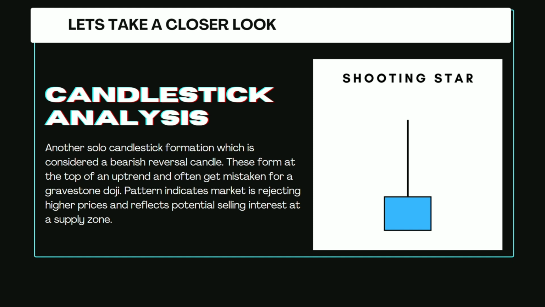Now we have the opposite of a hammer, which is called the shooting star. Another solo candlestick formation, which is considered a bearish reversal candle. These form at the top of an uptrend and often get mistaken for a Gravestone Doji. The pattern indicates the market is rejecting higher prices and reflects potential selling interest at a supply zone.